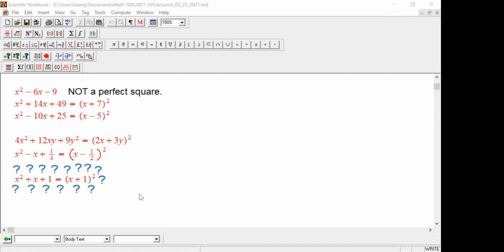Does it work? No, it doesn't work. You would get 2x. That's right. It doesn't work. So is it a perfect square? No, it's not. So from these examples, what can we conclude?